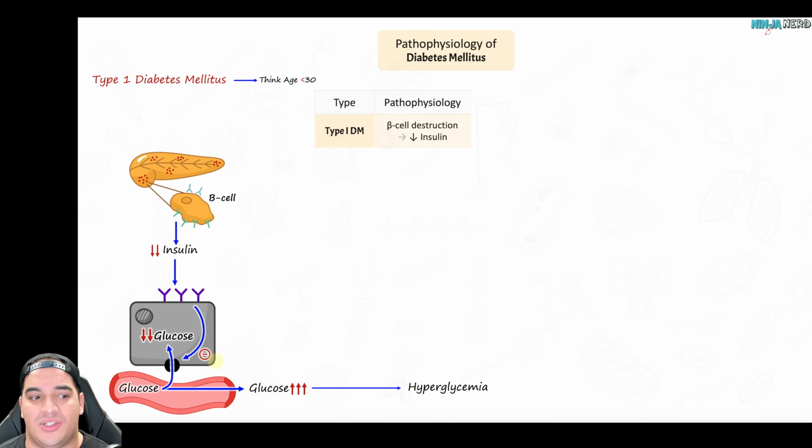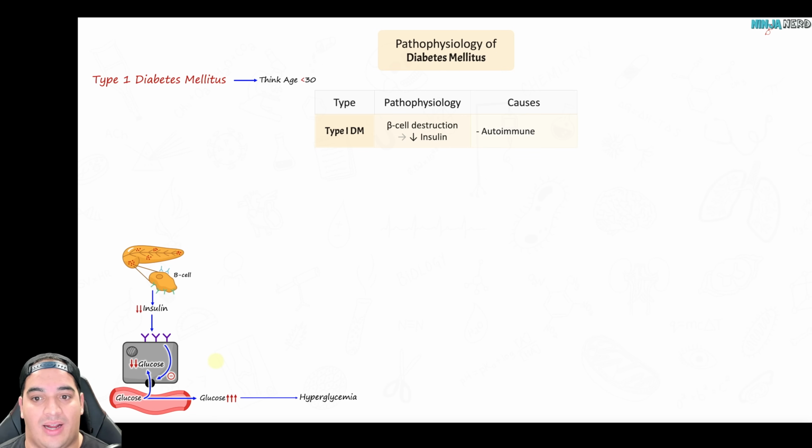Now the question is, what's leading to the destruction of the beta cells? It's usually an autoimmune attack of the beta cells. There are associated autoimmune diseases like celiac disease and maybe Hashimoto's thyroiditis that are very commonly associated with type 1 diabetes. The reason is that there are certain gene mutations in HLA-DR3 and HLA-DR4 that may make the immune system a little bit more hyperactive than it should be.